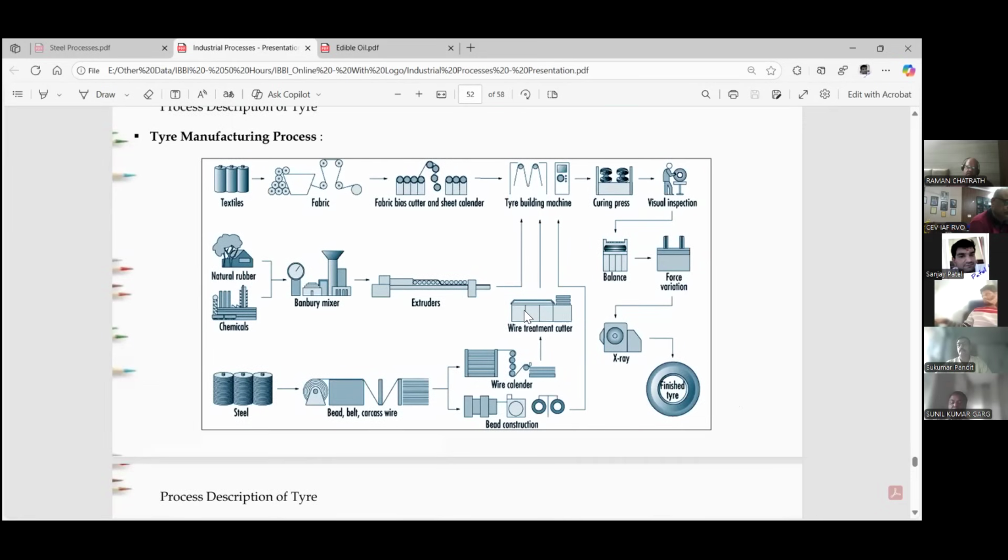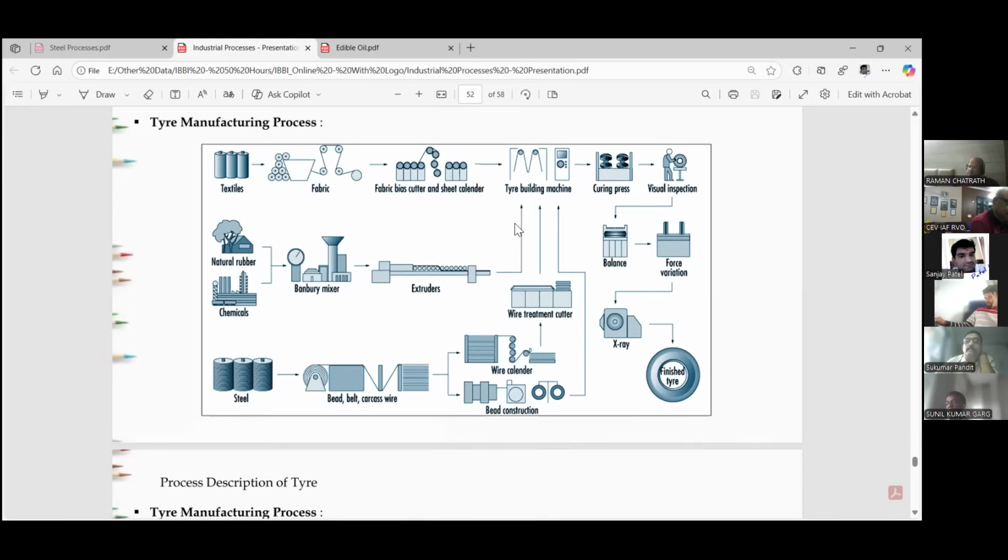Next is the tire making industries. In tire making industries, there are three types of raw material we are using. One is natural rubber and chemicals. Third is textile material in the form of thread, and there is steel in the form of wire. First, the natural rubber and other additive chemicals go to the Banbury mixer, where molten rubber is created, and this rubber goes to the extruder and rubber sheets are the output.